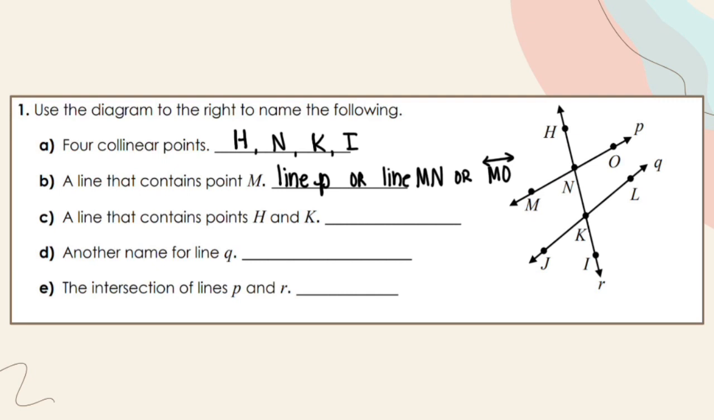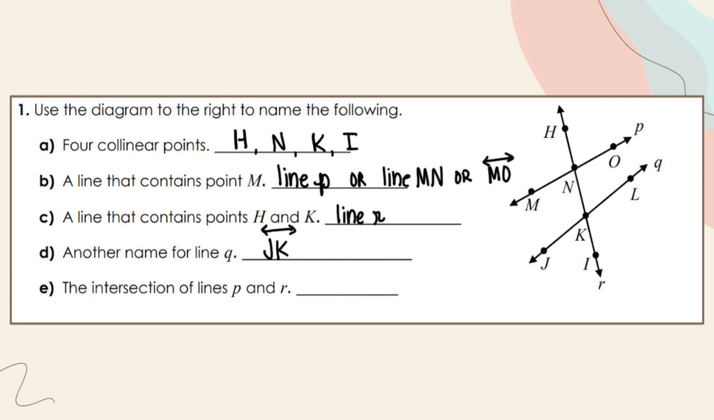A line that contains points H and K. So if we look at our picture, here's H, here's K. This line is what we want to look at. I'm going to say that that is line R, and that is a cursive R. Another name for line Q. So line Q is here. It wants another name, so we need to use 2 points. I'm going to say JK with the line on top. So that means line JK.